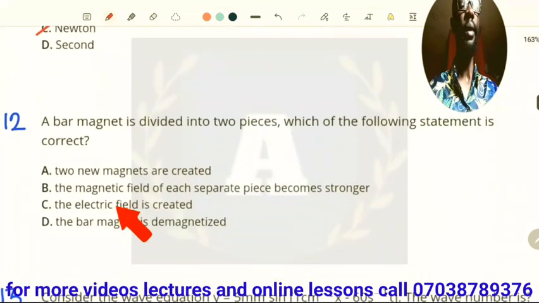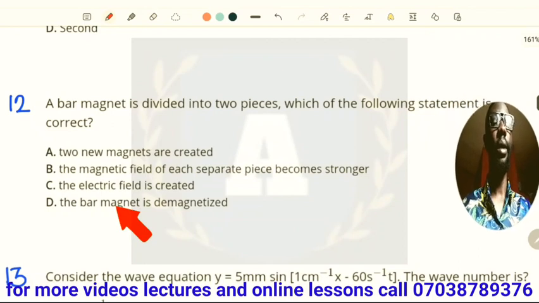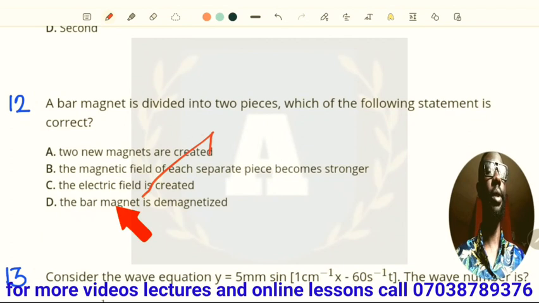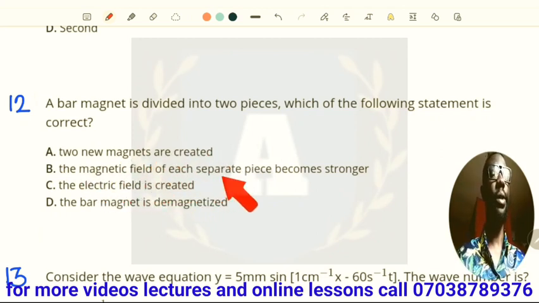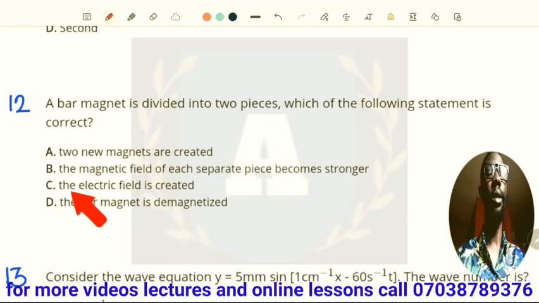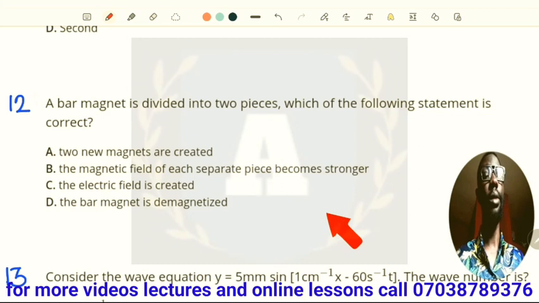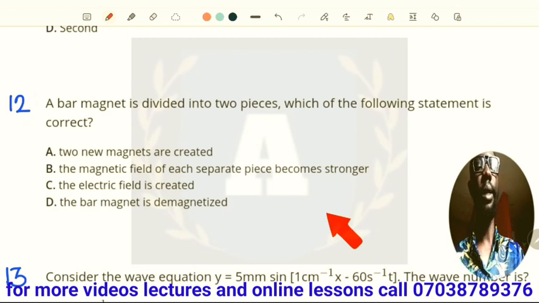All right, now the next question says, if a bar magnet is divided into two pieces, which of the following statements is correct? Two new magnets are created. The magnetic field of each separate piece becomes stronger. The electric field is created. The bar magnet is demagnetized. So now when you divide a bar magnet to form two pieces, two new magnets are actually created.